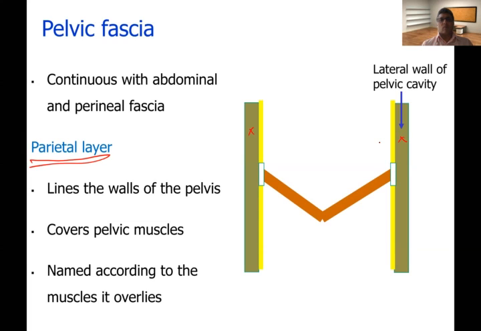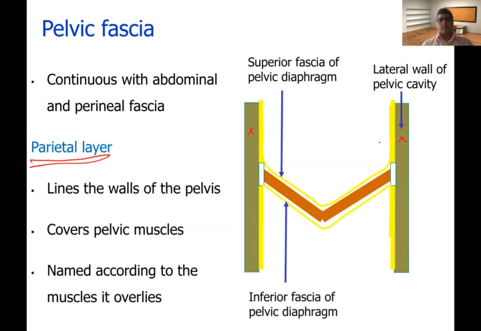It lines the pelvic walls like this, and it also lines the pelvic diaphragm or the pelvic floor. So when we say superior fascia of the pelvic diaphragm and inferior fascia of the pelvic diaphragm, they are also parietal pelvic fascia. Not only the fascia that covers the walls, even the fascia that covers the floor here is parietal pelvic fascia. And this parietal pelvic fascia is named according to the muscles. When they cover muscles, you give them names.